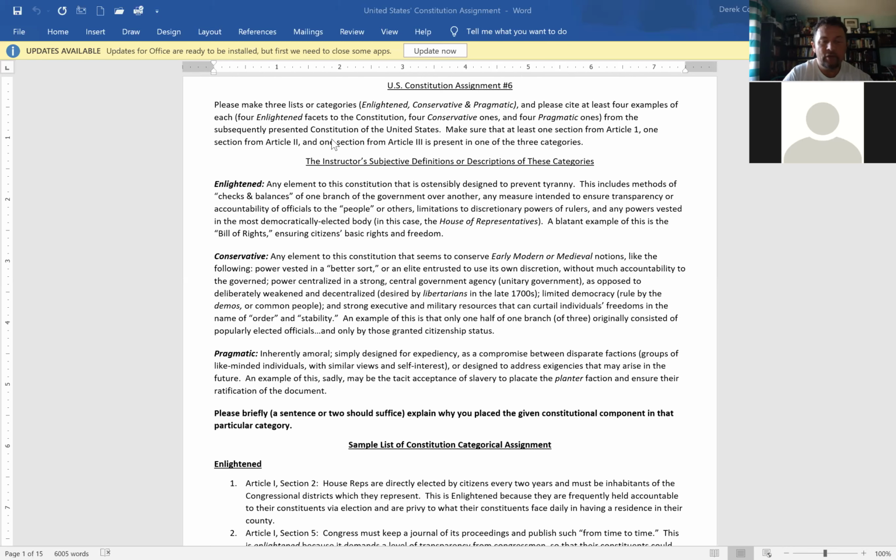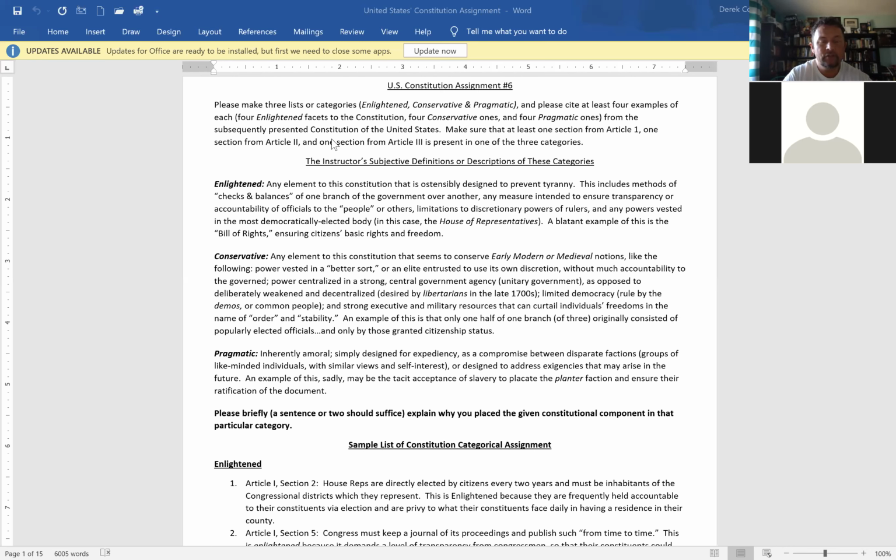So notice, very simple. I'm asking you to put 4 in each category. And I want Articles 1, 2, and 3 to have at least just one section, right, present in any of the 3. So you don't have to do from all 3 articles in each category, just from all of them combined.